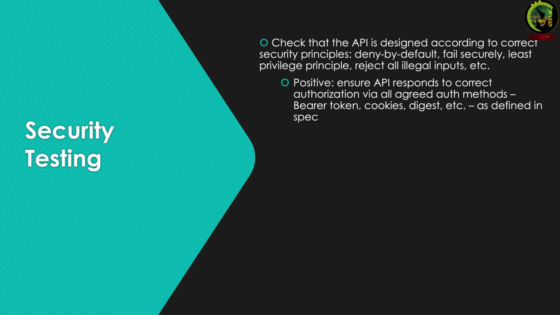API should only respond to correct authorization via agreed auth methods like bearer tokens, cookies, digest, etc., as defined in the specs. All unauthorized calls should be rejected.